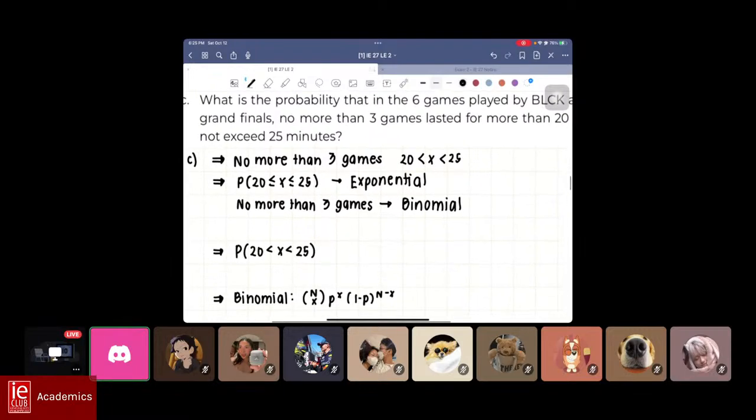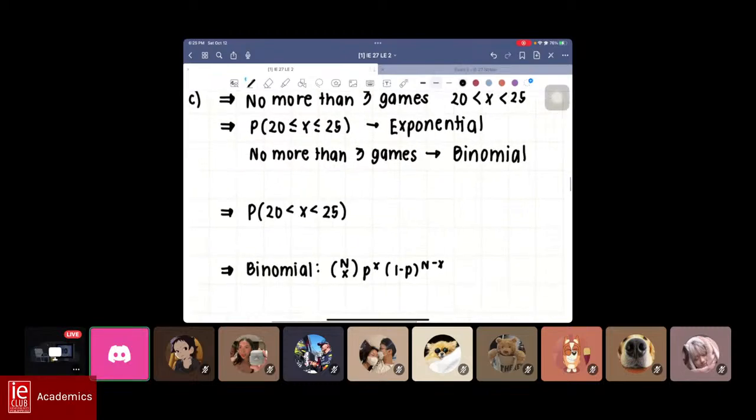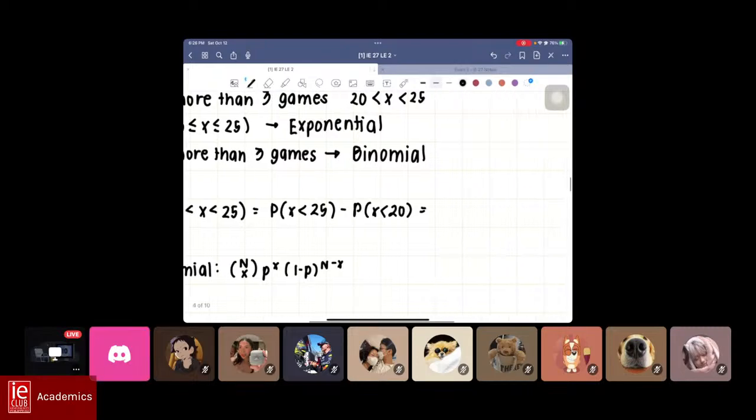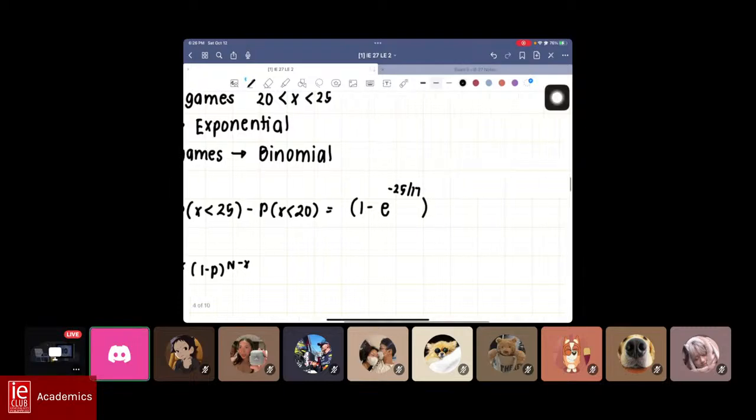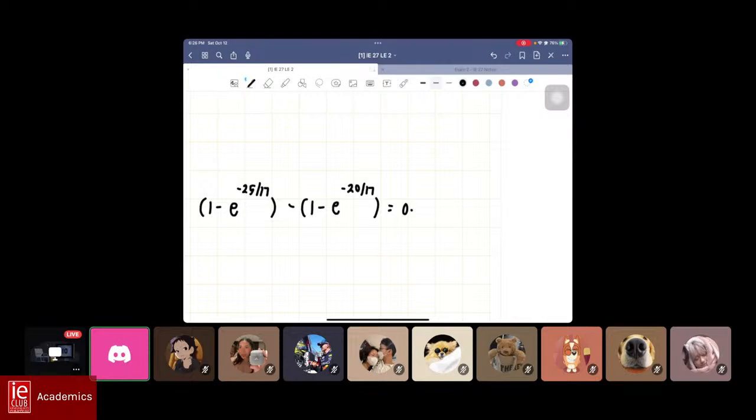So solving for the probability muna, we can plug in lang again the exponential distribution na formula. So this is equal to probability of X is less than 25 minus probability that X is less than 20. So this is 1 minus e raised to the negative 25 over 17 minus 1 minus e raised to negative 20 over 17. So this is equal to 0.078574893.